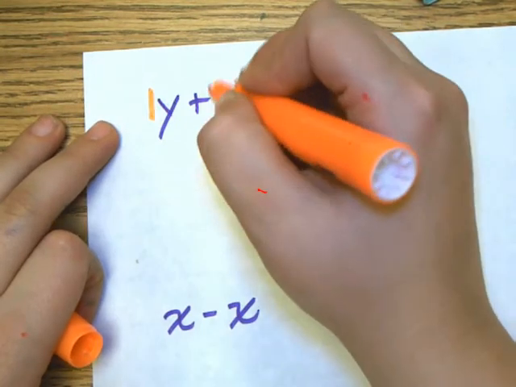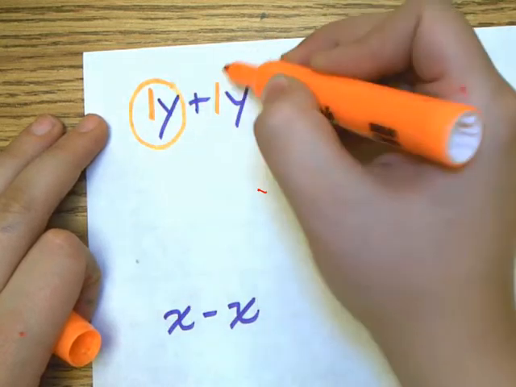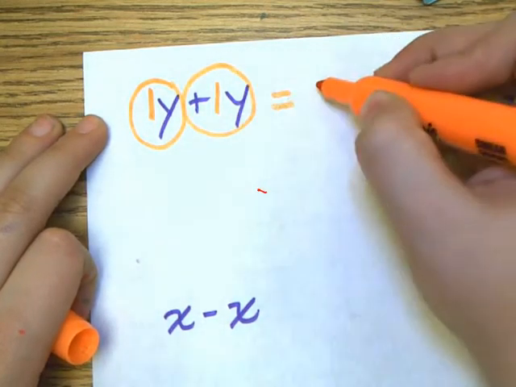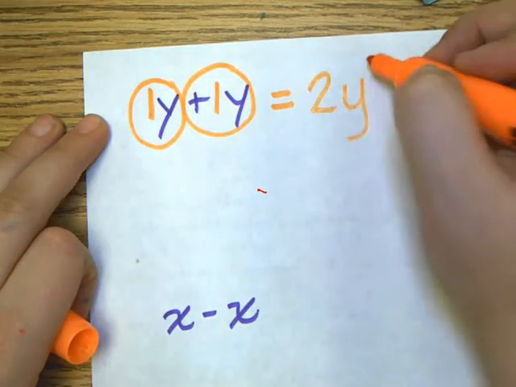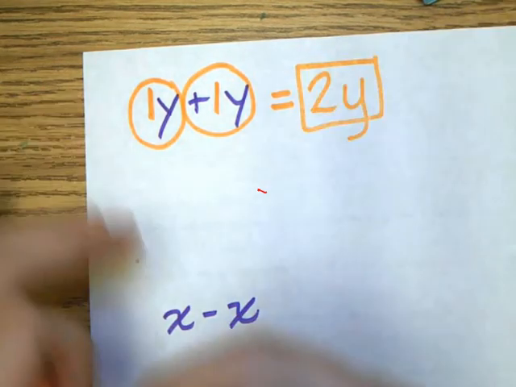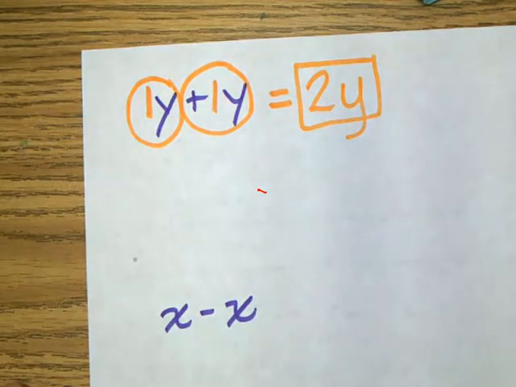Okay, let's take a look here. So we can combine these. These both have the same variable. So 1y plus 1y equals, they're both the same, they're both positive. We add them and we get 2y.